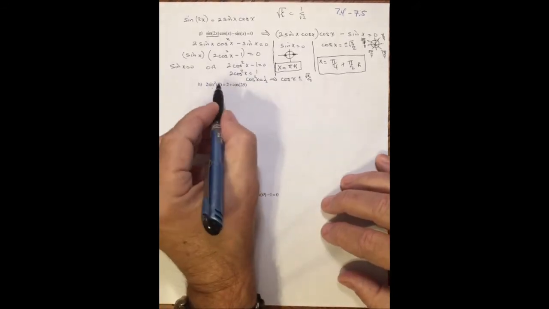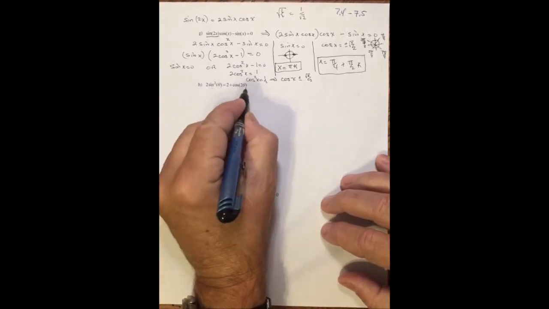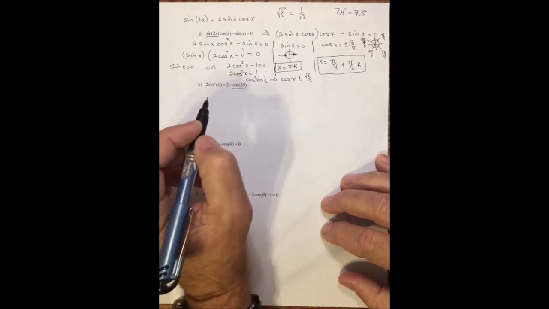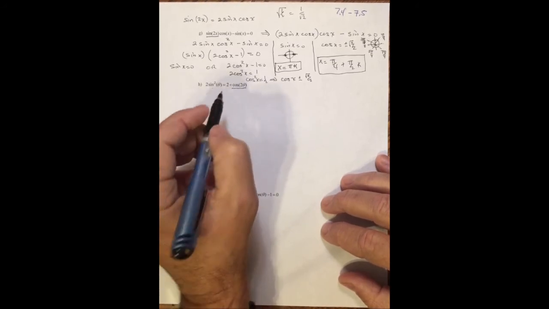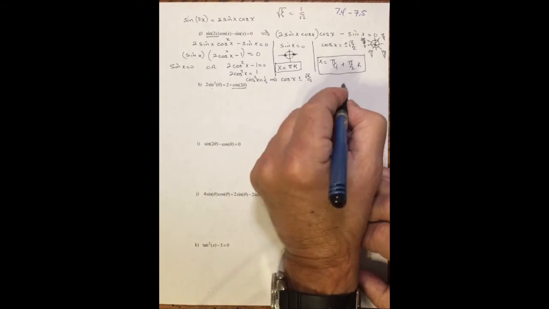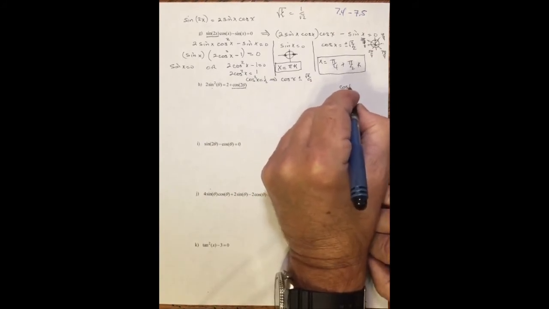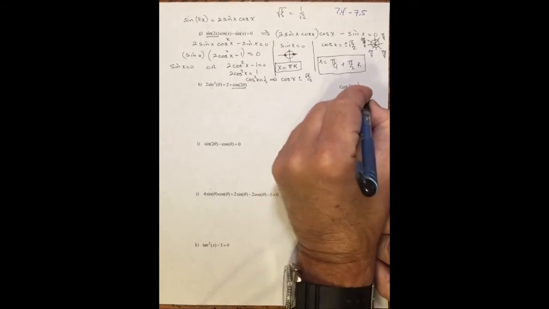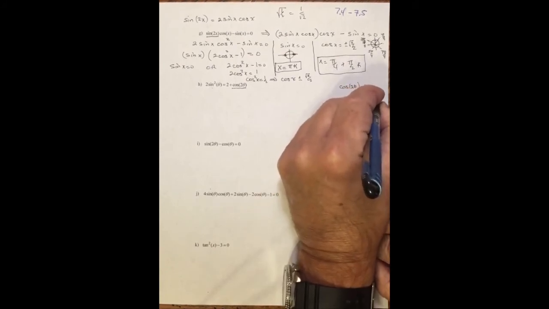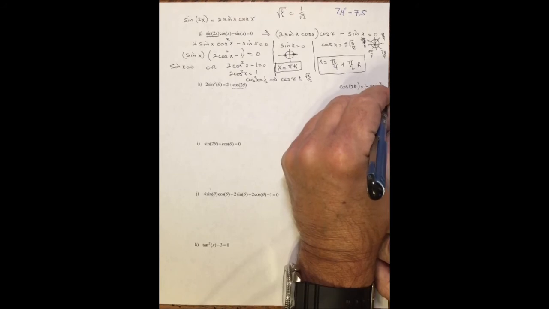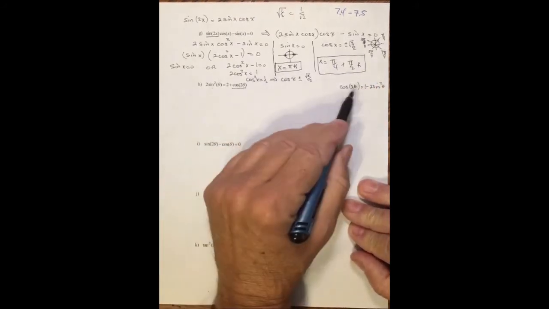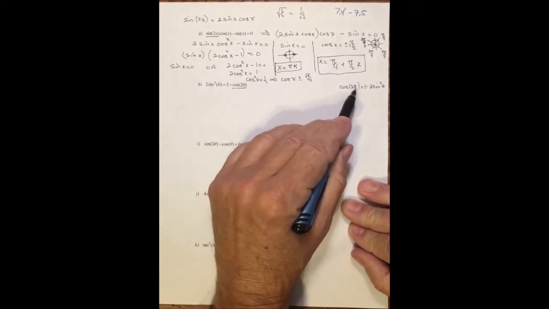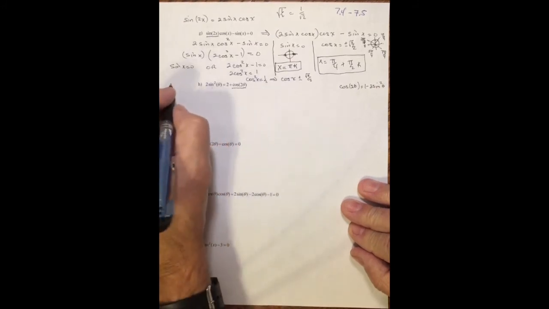Okay, the next one. I've got 2 sine squared theta equals 2 plus cosine of 2 theta. Well, since I've got a sine squared, I'm going to use this identity: cosine of 2 theta is equal to 1 minus 2 sine squared theta. That's one of the 3 forms for the double angle for cosine. So let's plug that in.